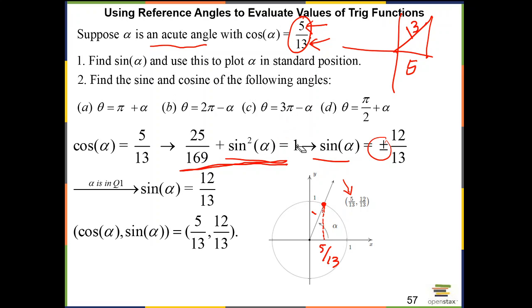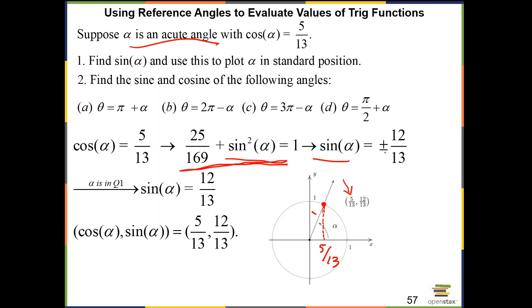All right, now, is it plus or is it minus? Well, it's plus because it's in the first quadrant. We are told that right here, right? So we take the plus, not the negative. And so that's the sine, and we did number 1.